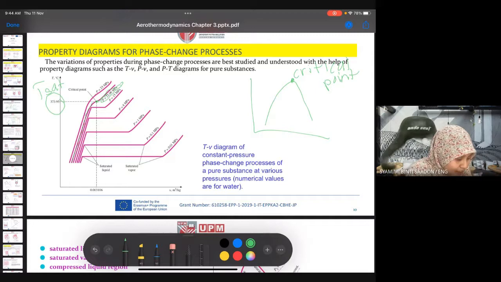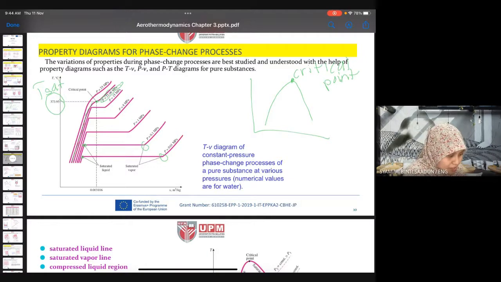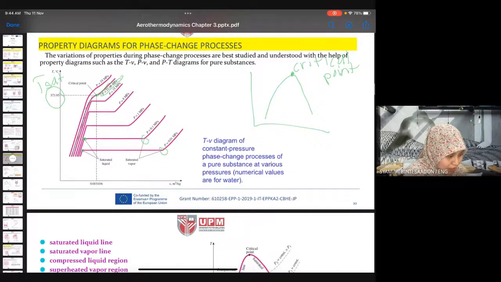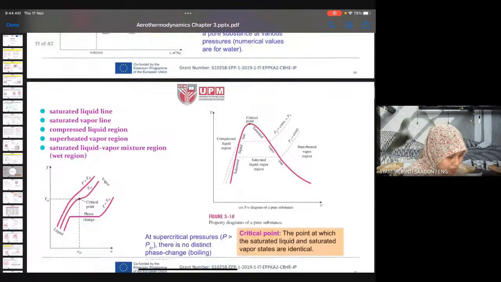Okay, so for other pressures like 0.1 megapascal or 0.01 megapascal, the critical point is different. So it depends on the pressure. We also have saturated vapor here. This is the TV diagram of the phase change. So that is the saturation diagram, the phase change process.